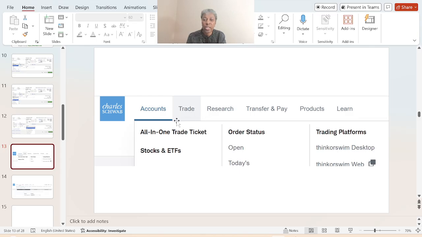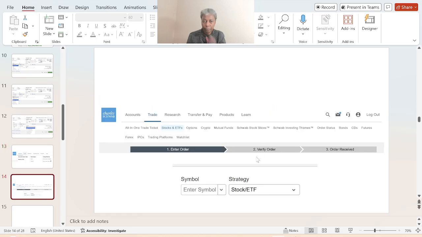When you click on trade, it will give you options. I like to click on stocks and ETFs. From there, you will enter the symbol. Once you start typing the symbol, a drop down menu shows the related company and the stock symbol. Once you see it, you can just click on that.